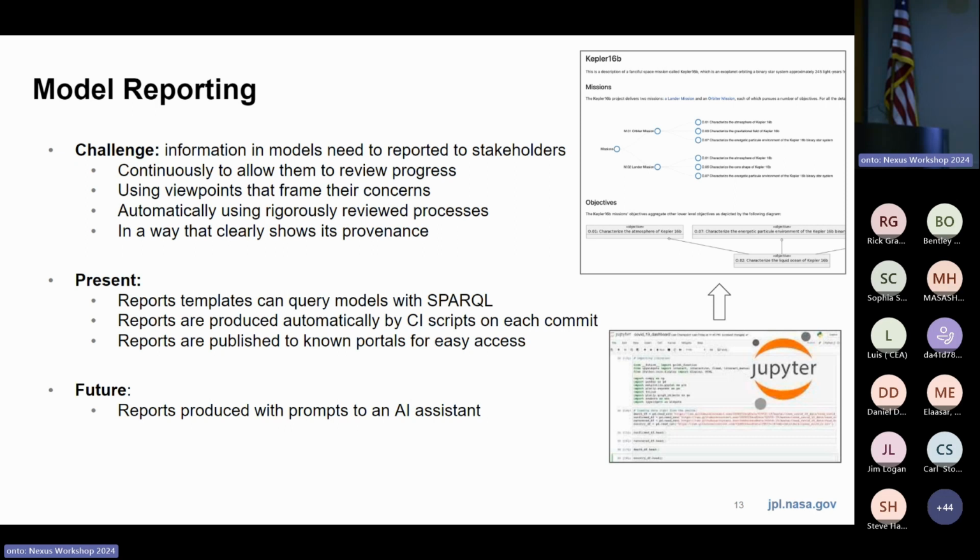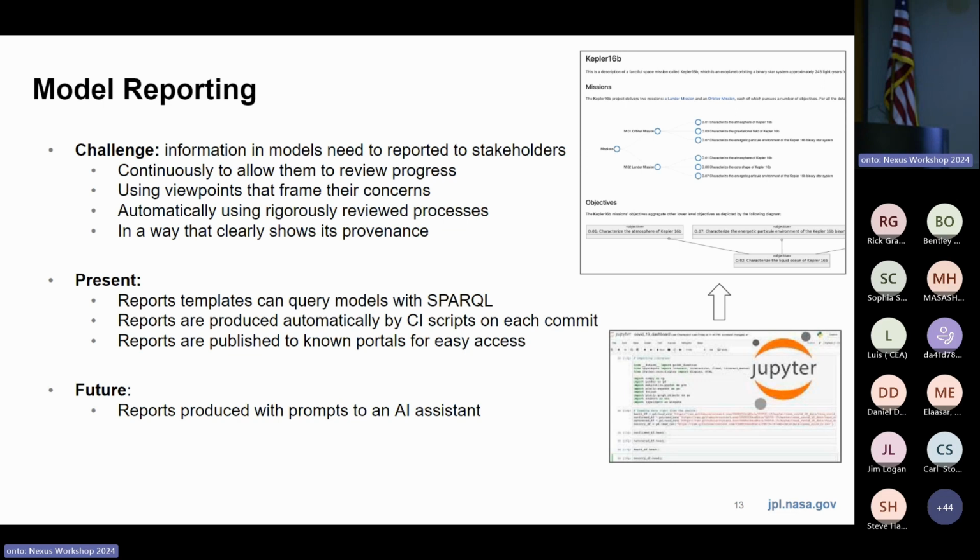So today we have the ability to create some report templates, these viewpoints, and specify them rigorously with queries like with SPARQL. We have ways to mechanize the production of these reports with CI scripts, and we also need ways to publish them. We already kind of have ways where we publish these reports to a known place, a place that all stakeholders will go to see where the baseline is, and then if you have a proposal for change, they can find it and easily compare it.